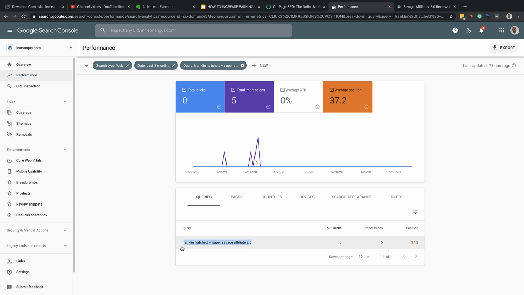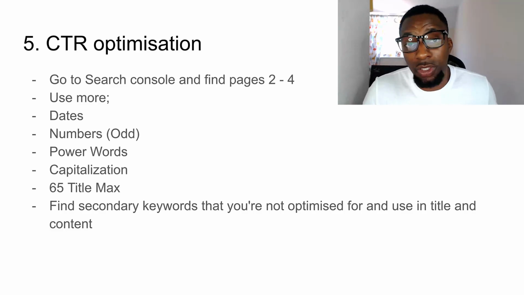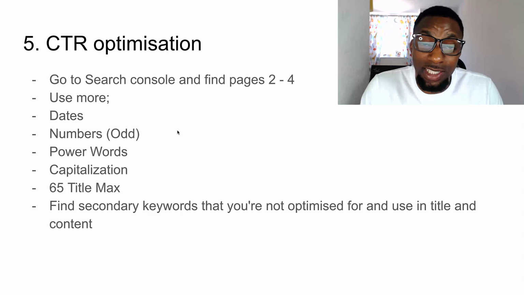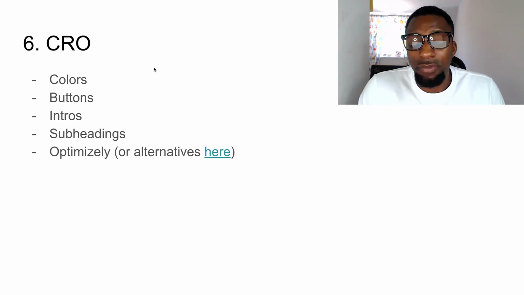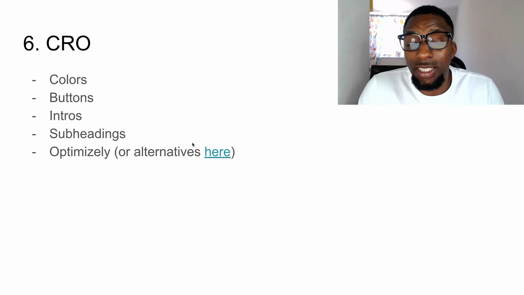So if you don't, you can actually get a quick win by just using that somewhere within your H1 title, or in a subheading, and so on and so forth. But it can also increase your click-through rate and obviously at the same time get you some more traffic and rankings as well. Number 6 is conversion rate optimization. So this is where you're split testing different colors, buttons, intros, subheadings, and one of the great tools that you can use for this is Optimizely, or there's alternatives, because this can be quite expensive.